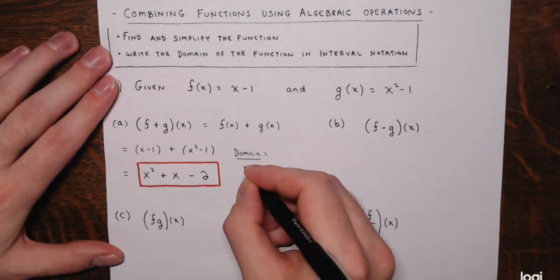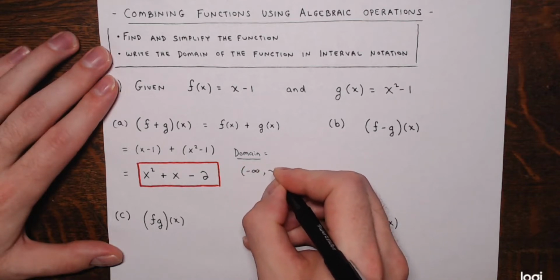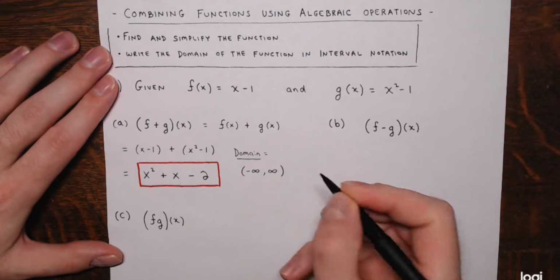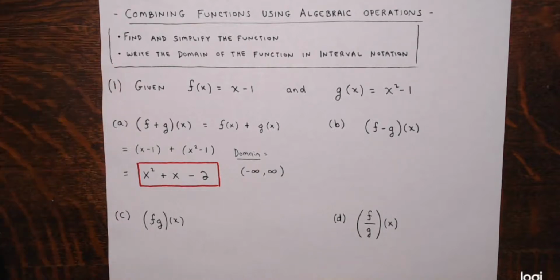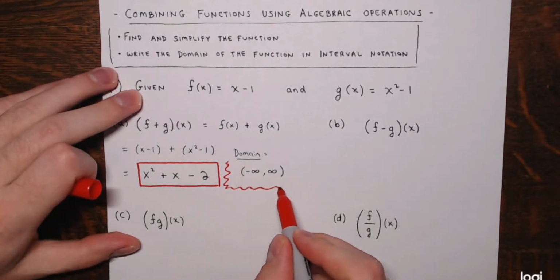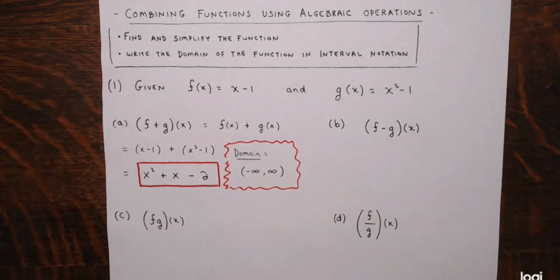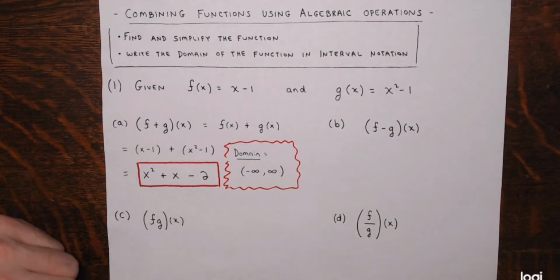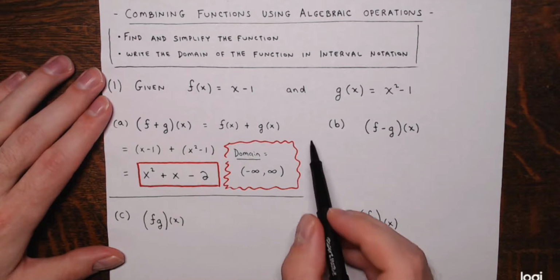The interval notation for all real numbers, if you recall, hopefully from a previous video on interval notation, is negative infinity to infinity. So that's the second part of these questions: state the domain. What's allowed to be plugged in for x? Wonderful. All right, so that's part A.